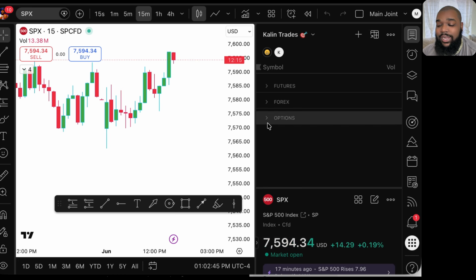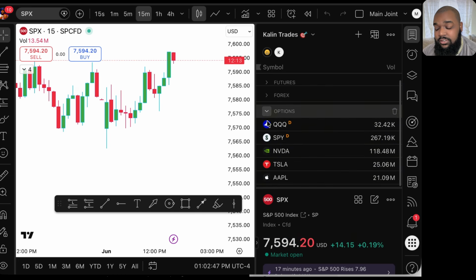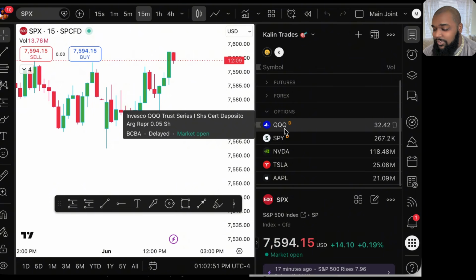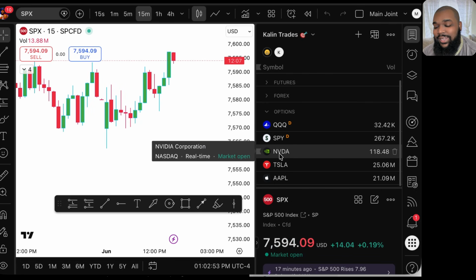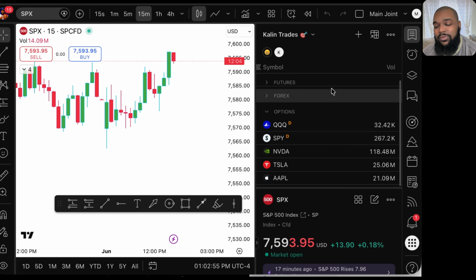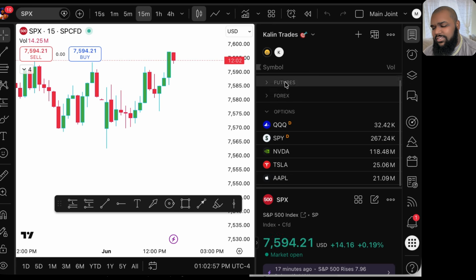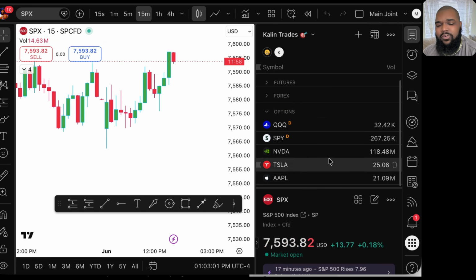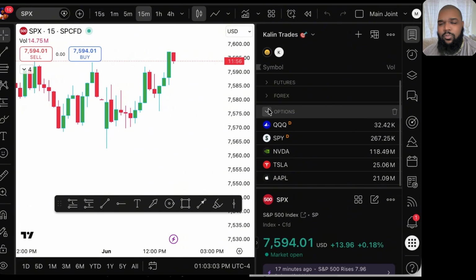And then you can trade options, which I do not trade options, but a lot of people love QQQ, especially my community. They love QQQ, they love SPY, they love NVIDIA, they love Tesla, and they love Apple. You can also trade like Amazon and all of that stuff, but I don't trade options. I just keep this up here, so when I'm looking for my strategy and system, when I trade live with my students, we'll look at different things.